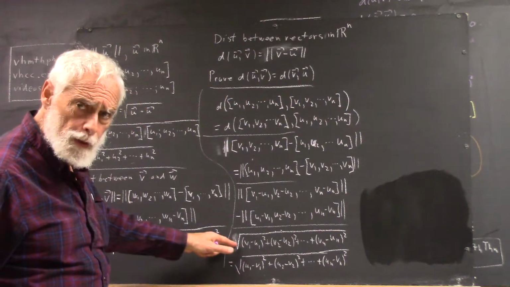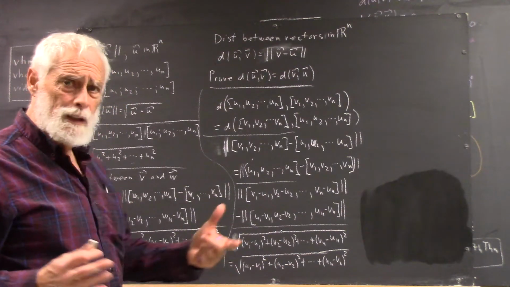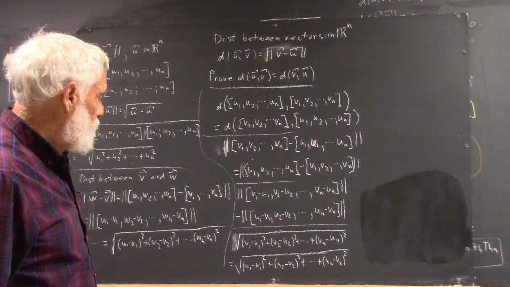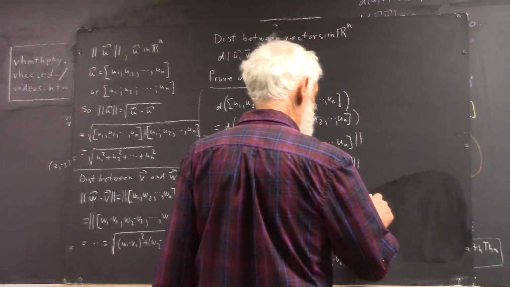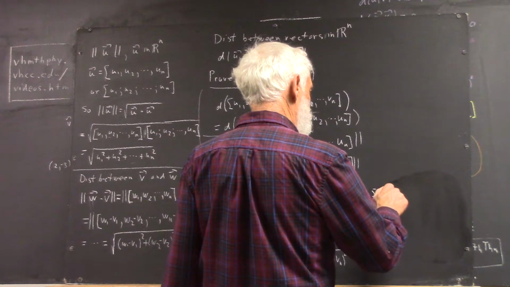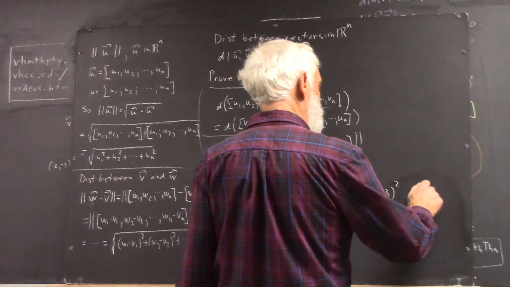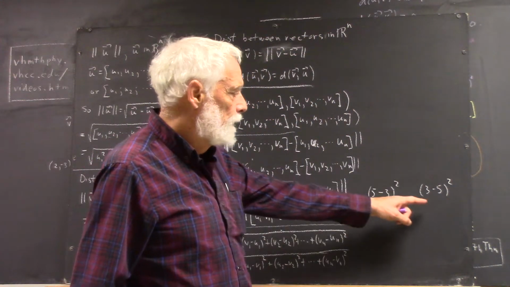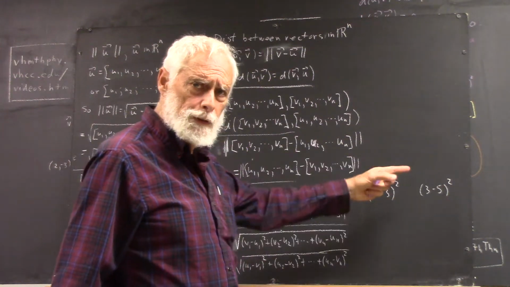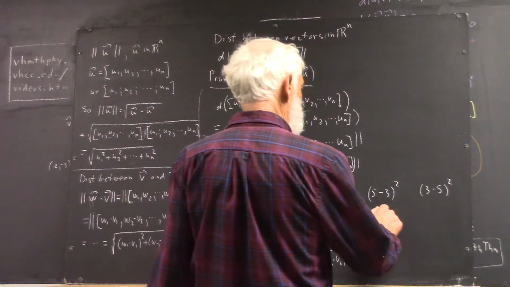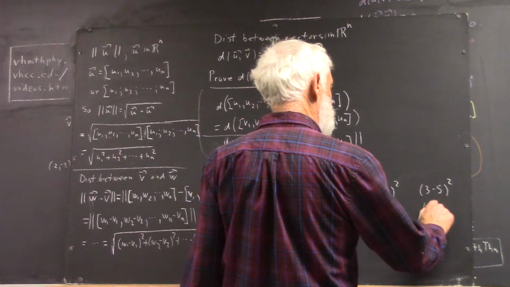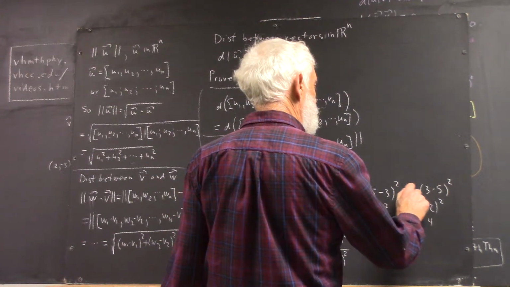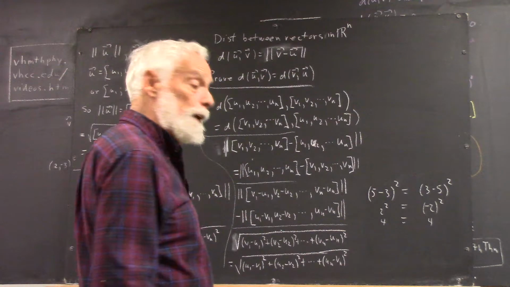Why should this be equal to this? Well, this is something that people weren't real clear about. Let's consider this. How is 5 minus 3 squared compared to 3 minus 5 squared? What is the difference? Well, 5 minus 3 squared is 2 squared. 3 minus 5 squared is negative 2 squared. Either way, you get 4. So this equals this, therefore this equals this, and this equals this, right?